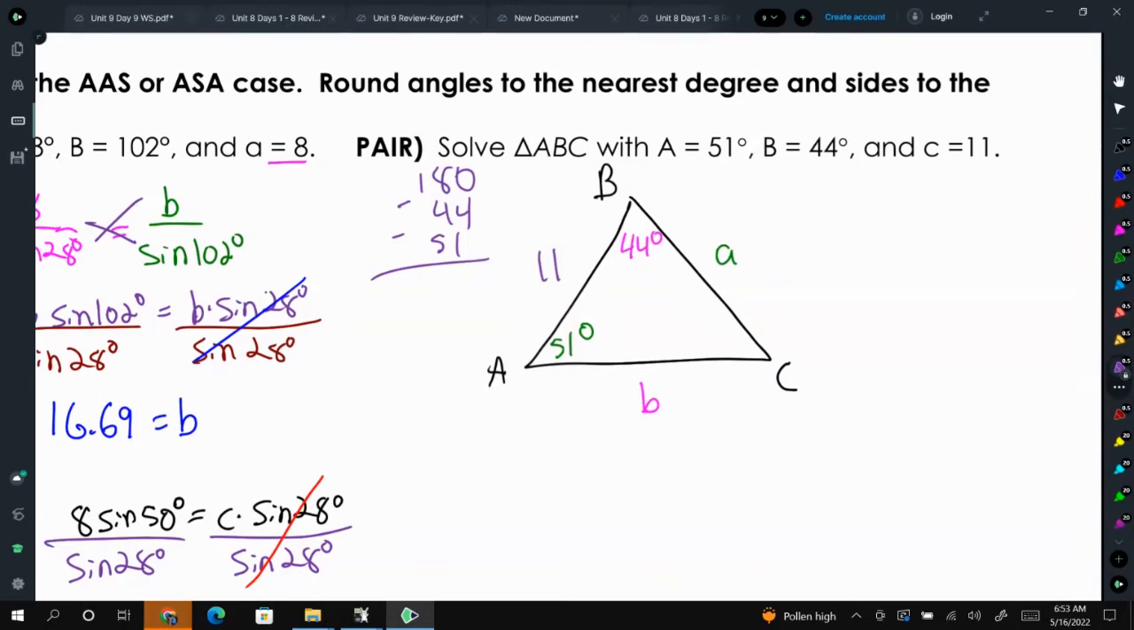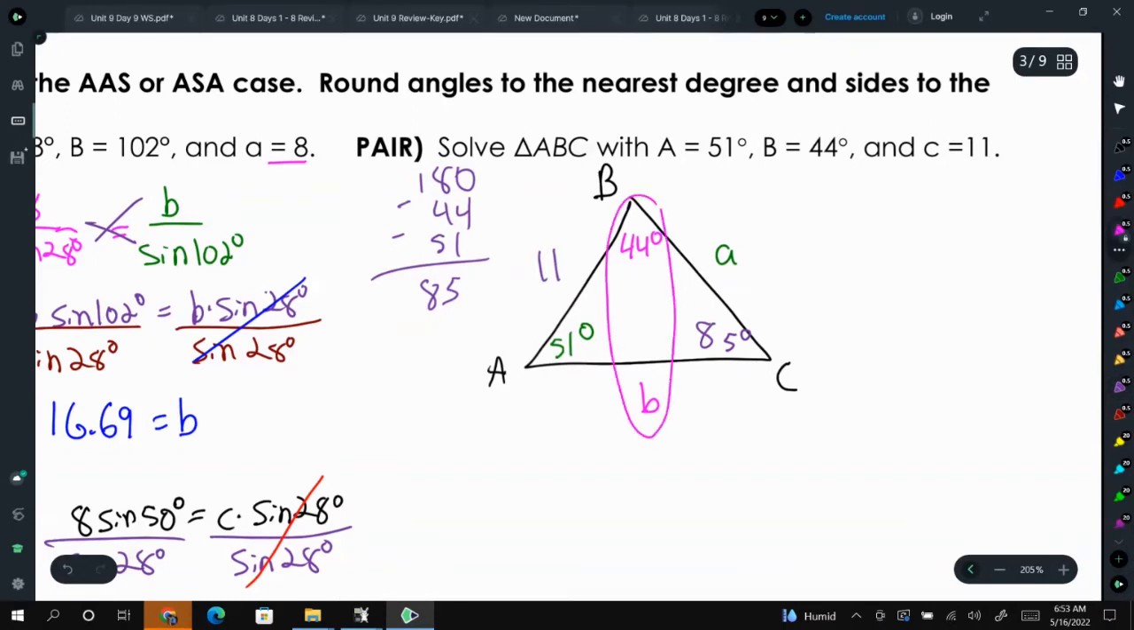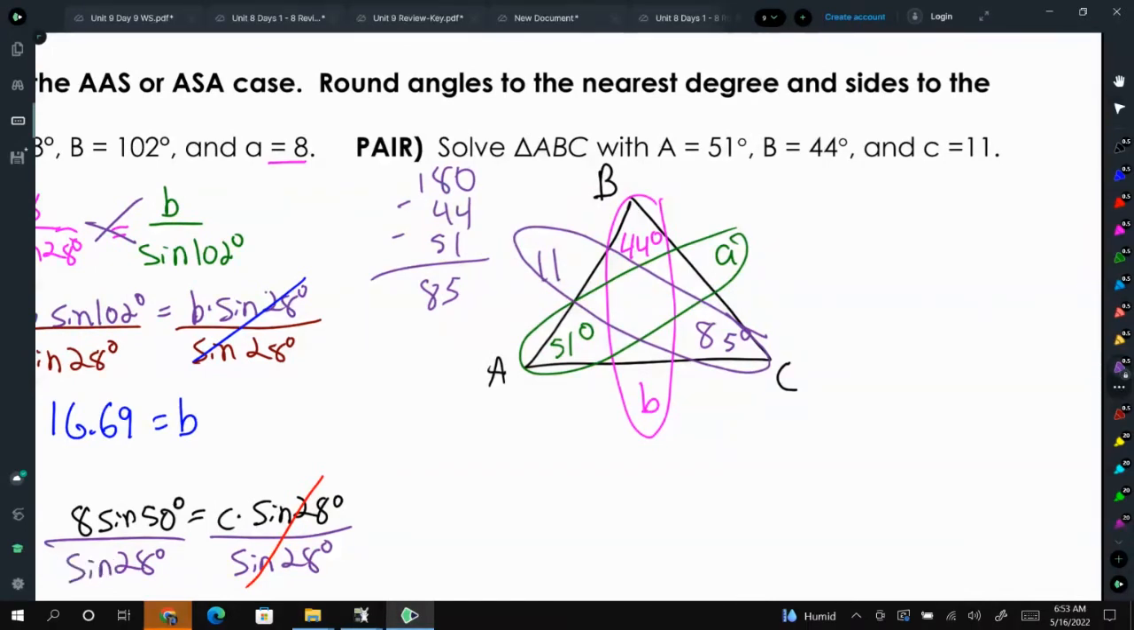So in the calculator, when I type that in, I get 85 degrees. So this is 85 degrees. Okay, so now you can loop things that go together, like these will go together, these will go together, and these will go together. All right, so you're going to be using 11 over the sine of 85 because that's the only pair of side and angle that you know both of.